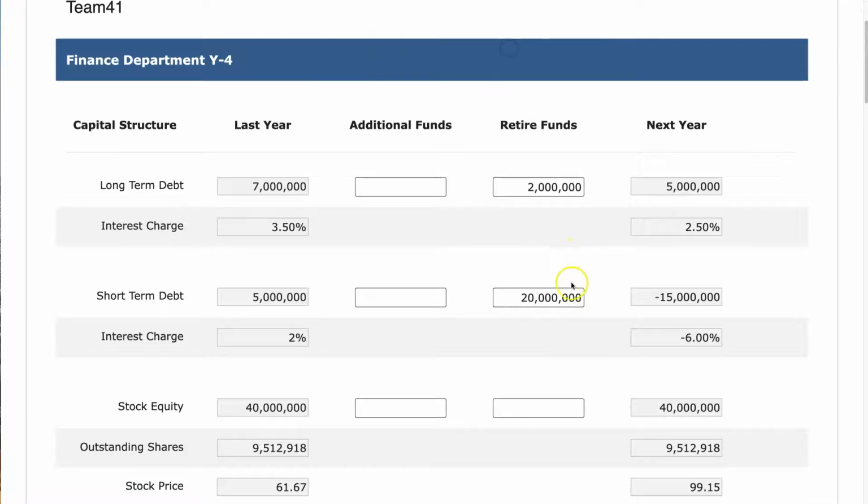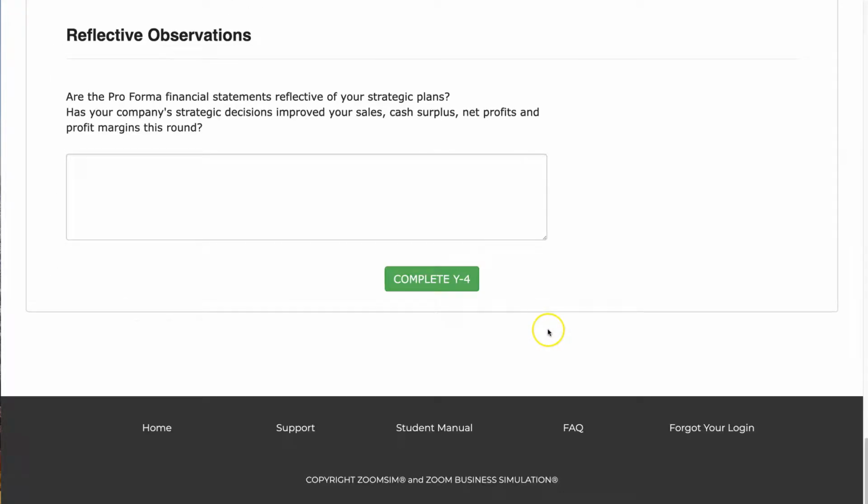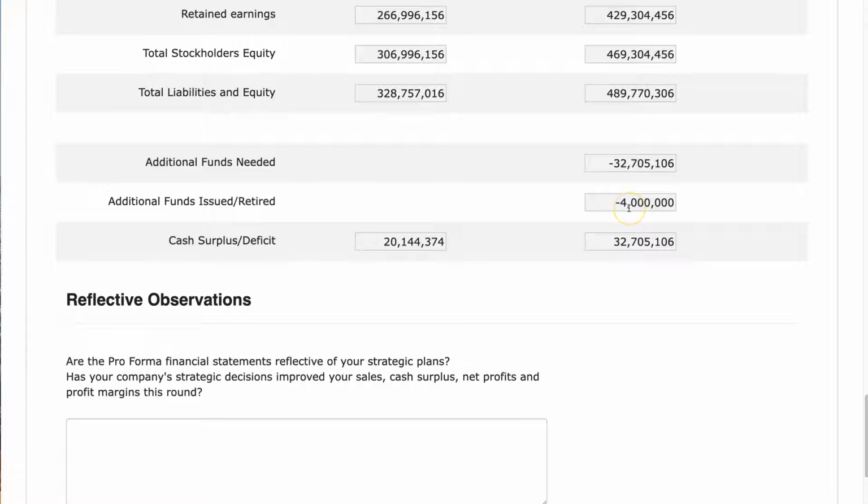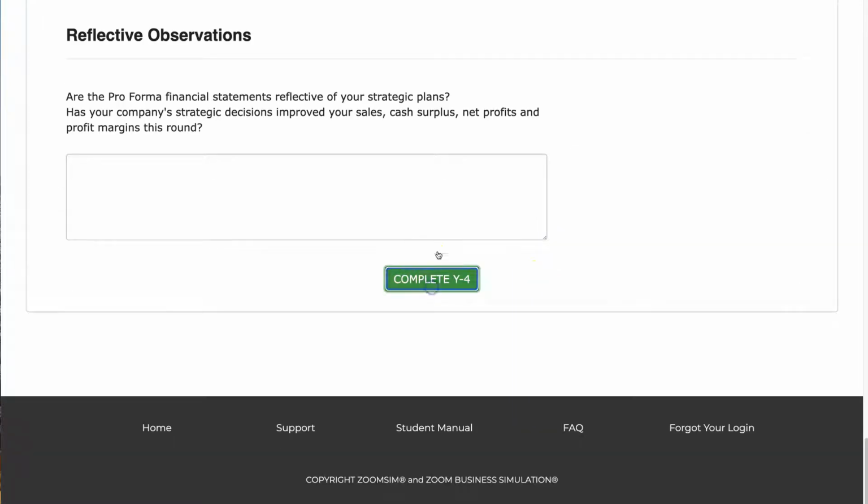Oh, that's too much. So I'm going to just retire a little debt since I have some extra money. But you know what? I'm going to stay with a $32 billion surplus just because I don't want to have an accidental deficit in the round. Okay, so this is completed.